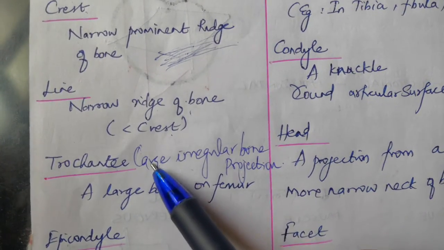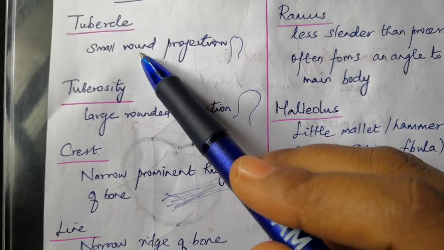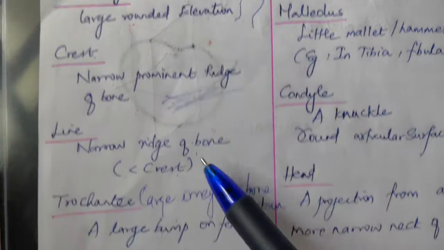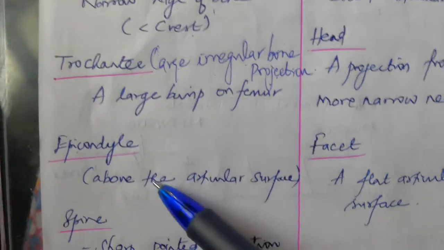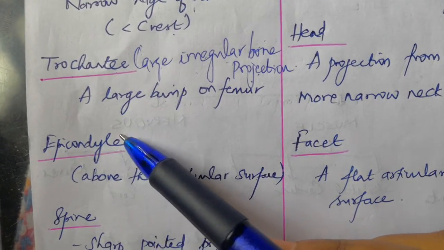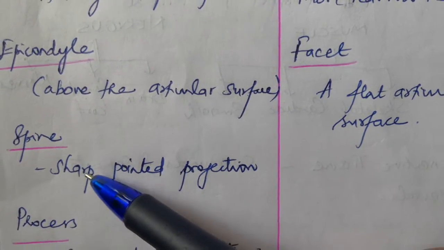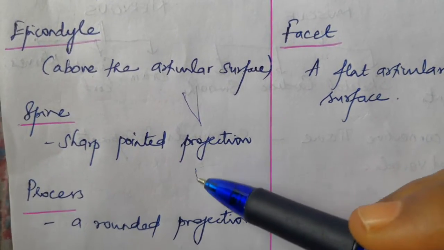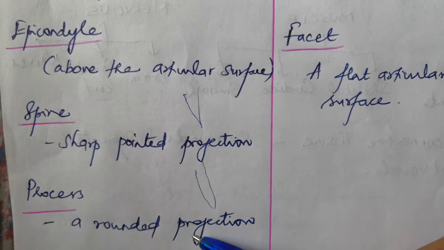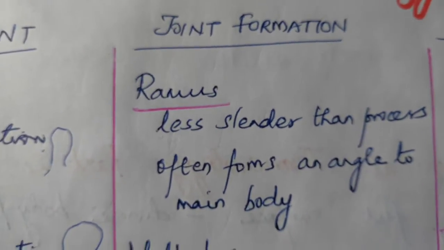Then trochanter means a larger irregular bony projection. Already we have seen a tubercle, which is a small rounded projection, and tuberosity, a large rounded projection, and trochanter is the large irregular bony projection. Condyle means an articular surface. Epicondyle means above the articular surface. Spine means a sharp pointed projection. When it is a rounded projection, we call it a process, for example the styloid process. Then we will be seeing the joint related terminologies.